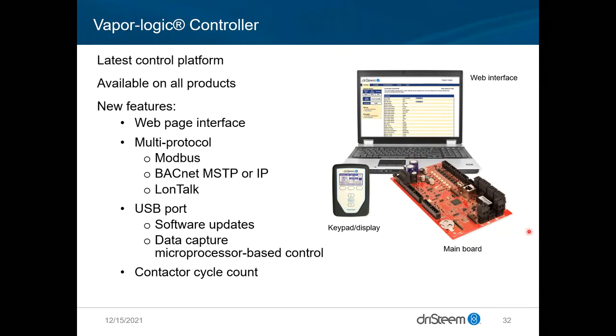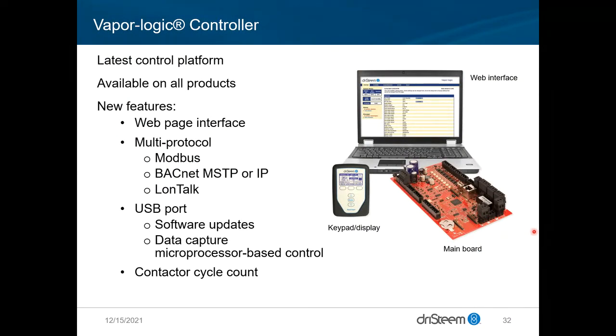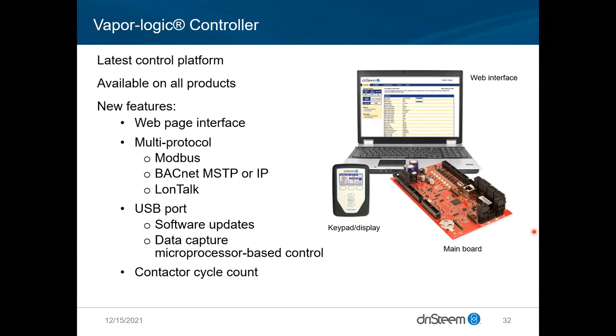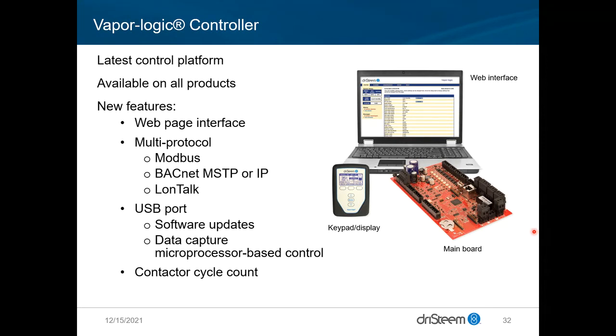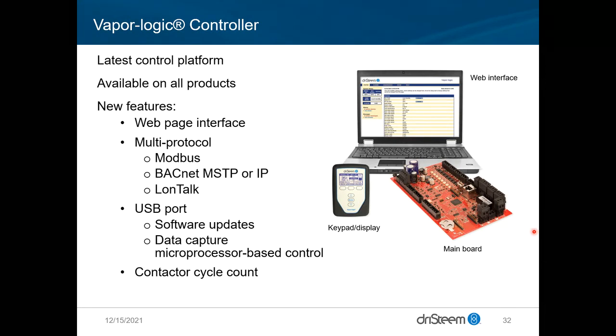Also want to point out that we have our standard vapor logic controller for all of these systems. All your interoperability options are there. You can put it on your building network if you want to look at these systems at any terminal in your building. And there's ways to update and download historical data if you need to troubleshoot anything.